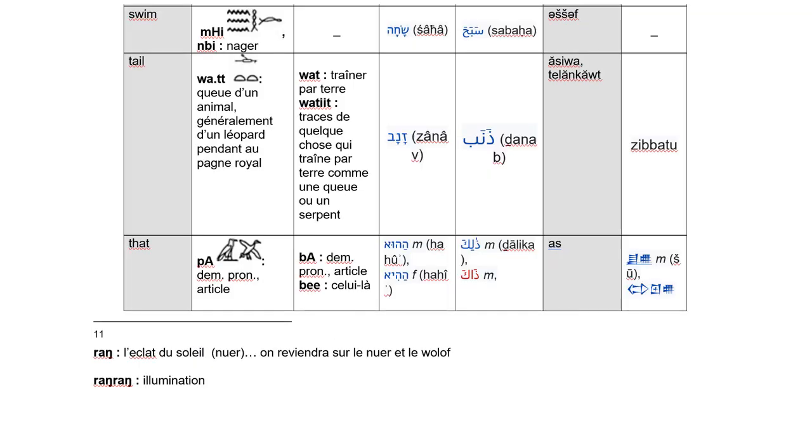Here also we have "foretell", for example, which means watit in Egyptian, meaning the tail of an animal. It is translated as the tail of an animal, generally the tail of a leopard, which was hanging on the royal dress. And you see the same word in Wolof, watit, which means the prints of something on the ground. The print of these tails, it is the same word.